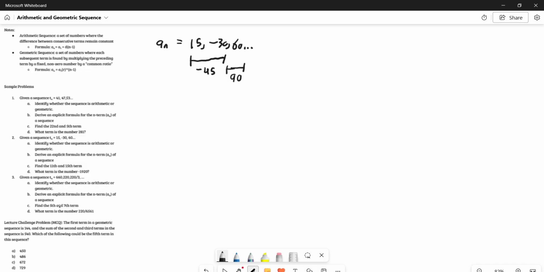Therefore, for the purpose of discussion today, we're only doing arithmetic and geometric sequences. So we can tell that this is a geometric sequence.